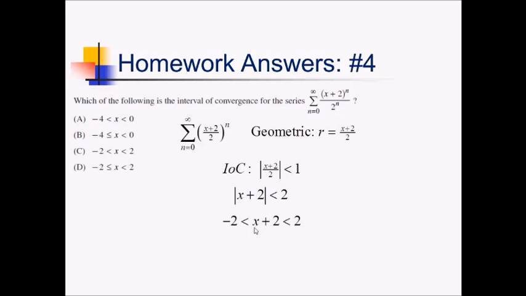Next, to solve for x, I'm just going to subtract 2 from everything. So that would be negative 4 less than x less than 0. And I know, because this was a geometric series, that I'm going to diverge at the endpoints, negative 4 and 0. I know this is strictly less than, not less than or equal to. So that means that I can choose answer choice A.